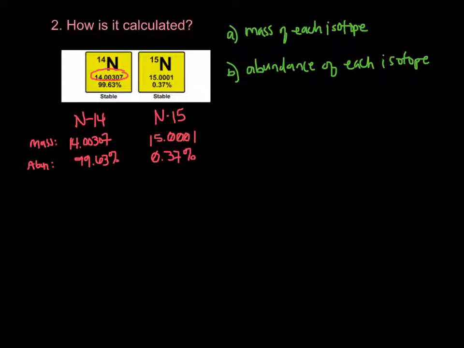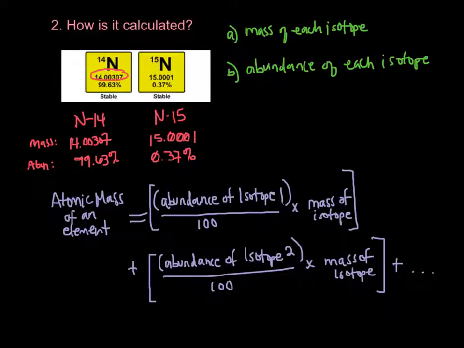So to make the calculation, you are going to need an equation. So here's the equation. You're going to take the abundance of your first isotope and divide that by 100 to get it out of being a percentage. Then you're going to multiply by its mass. And then the product of that, you're going to add to the abundance of isotope 2 divided by 100 times the mass of that isotope, plus the same thing for a third or a fourth or a fifth isotope.